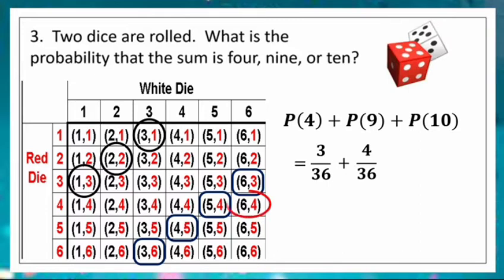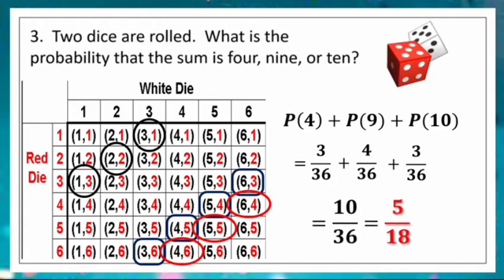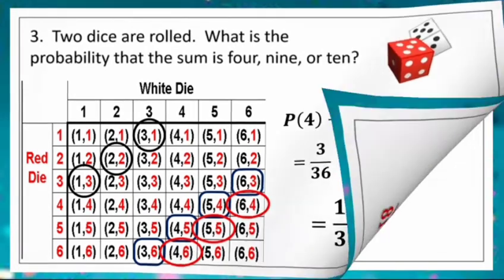And lastly, looking for a sum of 10, we have 6 and 4, 5 and 5, and 4 and 6. 3 different outcomes. So we have 3 over 36. If we add this together, we have 10 over 36, which is 5 over 18 as my final answer.